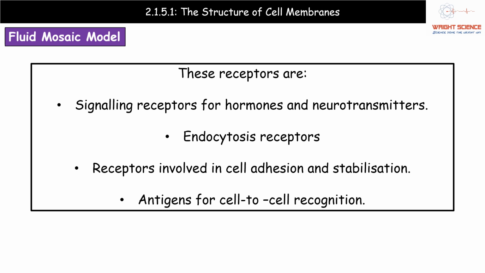So what will they be binding to? These could be hormones and neurotransmitters. We could see that they are receptors for that process of endocytosis, whereby we're going to be moving substances into our cell. They could be involved in cell adhesion and stabilization. So obviously cell adhesion is where they're going to be sticking to things. And it could also be to act as an antigen for cell-to-cell recognition. So things like our immune system, where we need to be able to recognize our own body cells as self, then these are going to act as an antigen so that our immune system cells know that's self, that's part of us, we don't attack that.